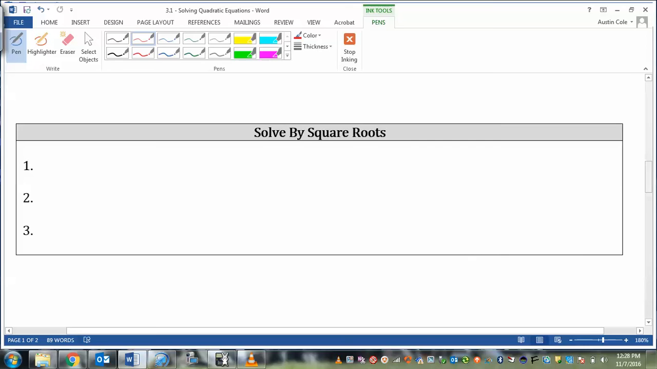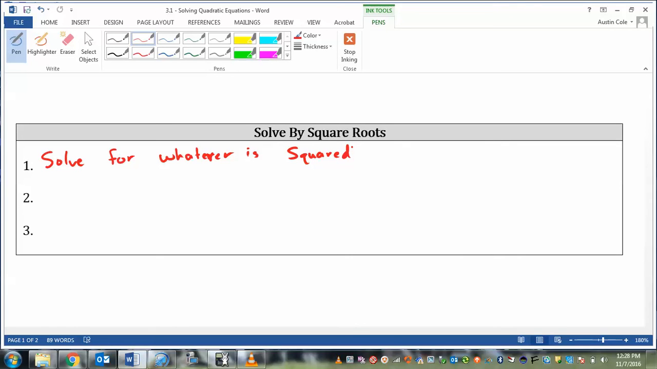Okay, here we go. The next section here. We're going to be solving quadratics by square roots. So we're going to be using square roots to solve quadratics. Now, here's our steps. The first thing is we need to solve for whatever is squared. I'll talk about that here in a second. We're going to solve for whatever's squared first. We want to get whatever's squared on one side of the equation.